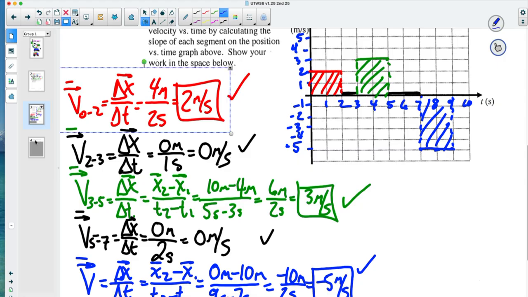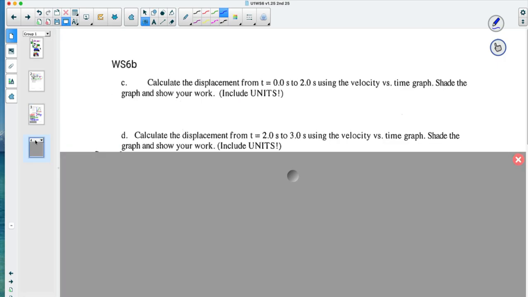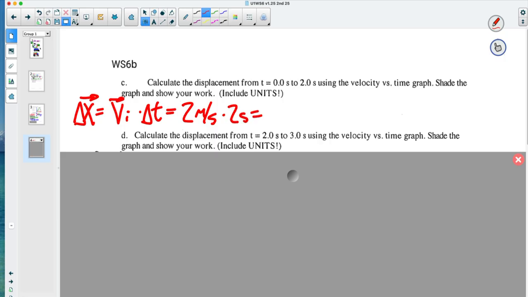If you flip over to the next side, here again they ask us to calculate the displacement from 0 to 2. That's that red rectangle that we just talked about. So to do that, we said that displacement is the area of that rectangle, which we said was the initial velocity times the change in time, which is equal to the initial velocity for phase 1 was 2 meters per second for 2 seconds, which equals 4. And how do the units work out here?